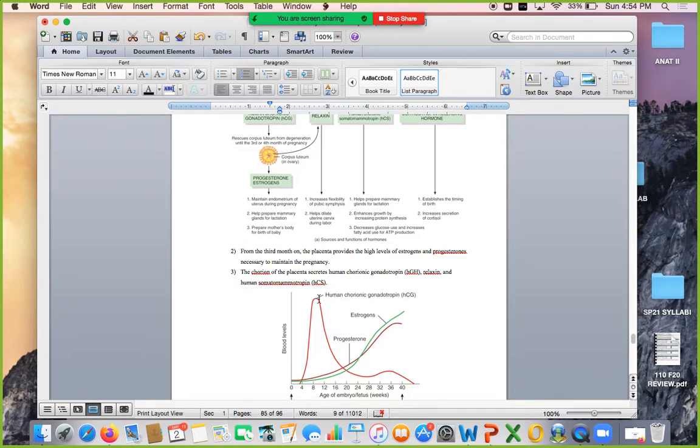It has a nice spike, and then it's sustained up until the point where the placenta takes over. Now, this HCG is incidentally what we test for when we do pregnancy testing. We do that by way of an ELISA, right? You pee on the stick, the urine travels past an antibody. If the HCG is in the urine, the antibody reacts, giving you a reaction on the stick.